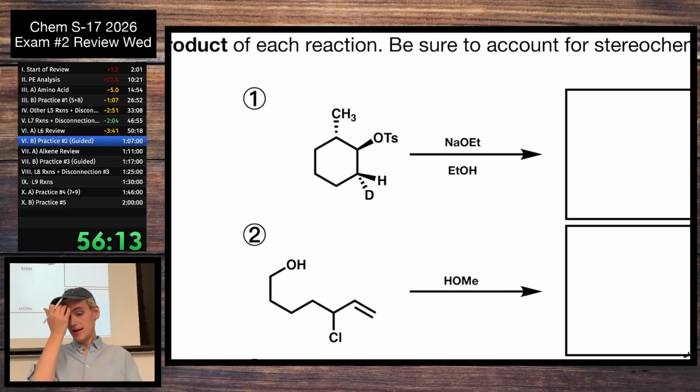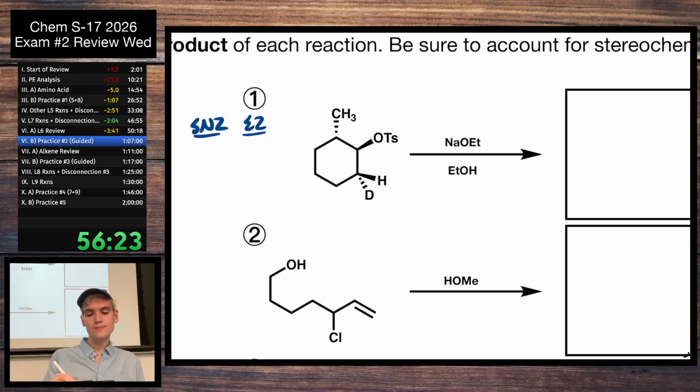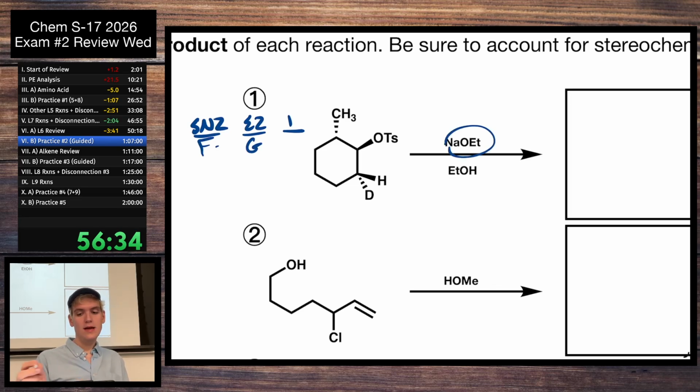So the first one, I see a ring. When I see a ring on the first page of the exam, I'm thinking E2 on a ring, but let's just do the ranking to be safe. SN2, are we good, fair, or poor? We are fair, and I would say fair minus because we're secondary on a ring. What's our base strength with OEt minus? Good. SN1/E1, fair. So E2 wins.